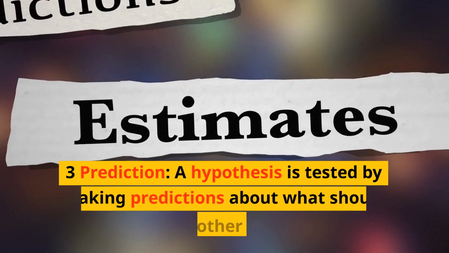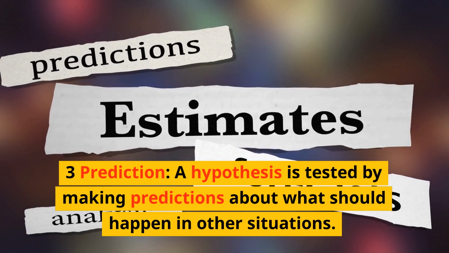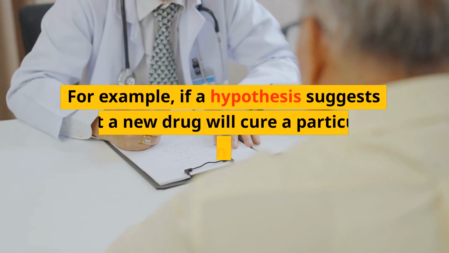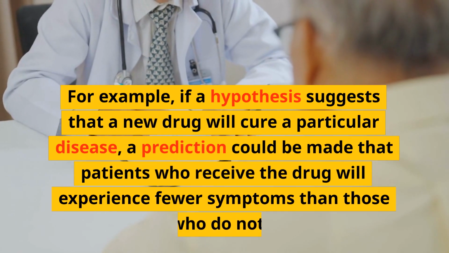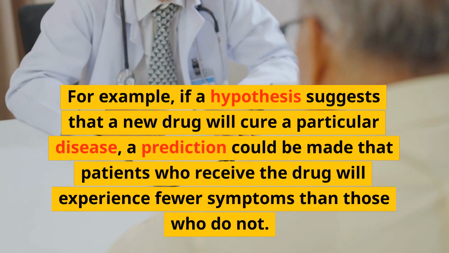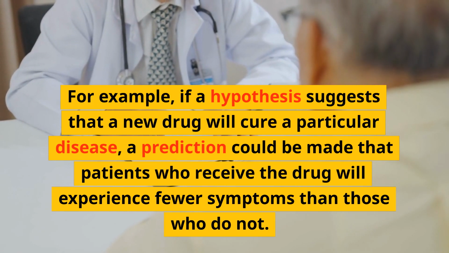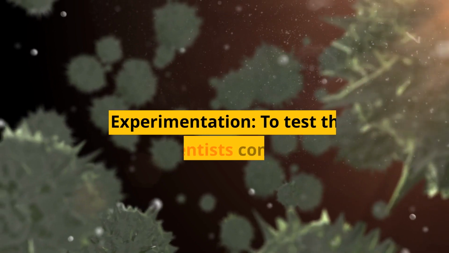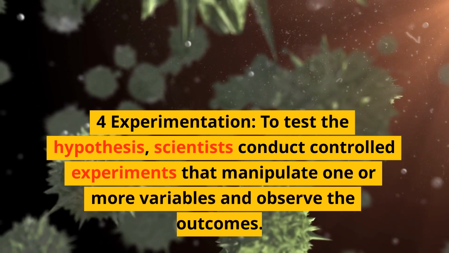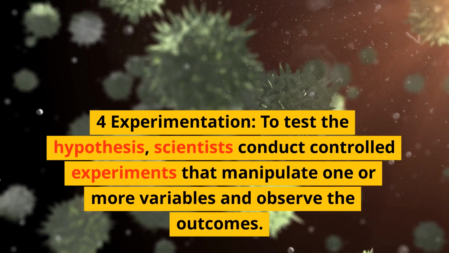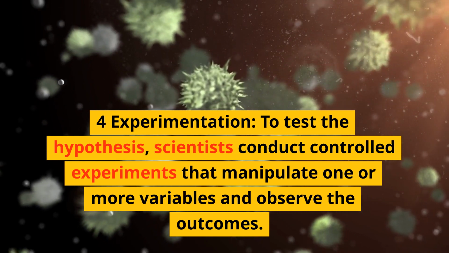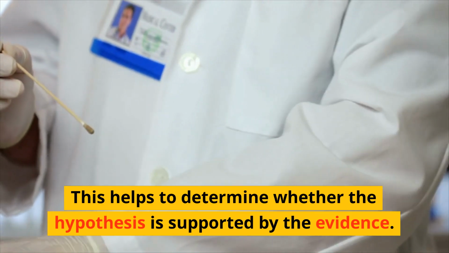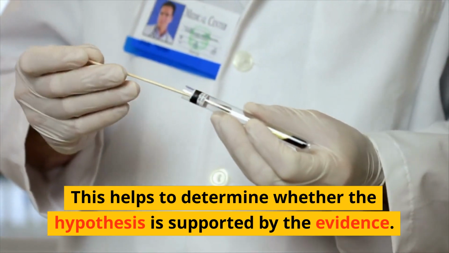3. Prediction. A hypothesis is tested by making predictions about what should happen in other situations. For example, if a hypothesis suggests that a new drug will cure a particular disease, a prediction could be made that patients who receive the drug will experience fewer symptoms than those who do not. 4. Experimentation. To test the hypothesis, scientists conduct controlled experiments that manipulate one or more variables and observe the outcomes. This helps to determine whether the hypothesis is supported by the evidence.